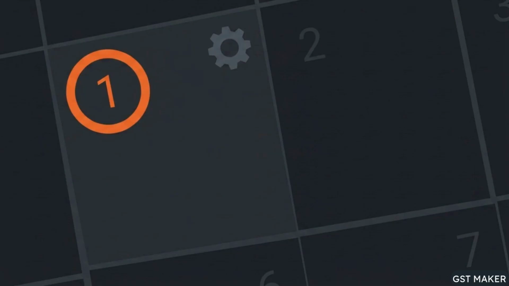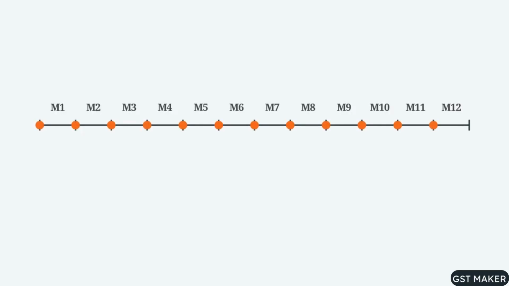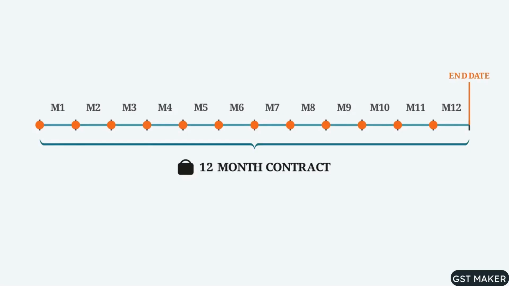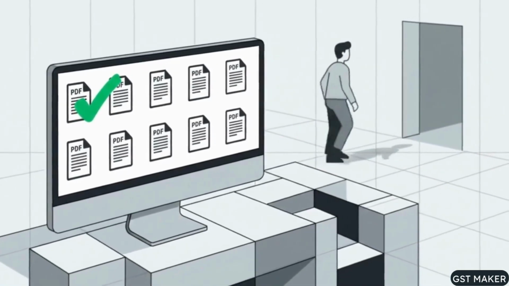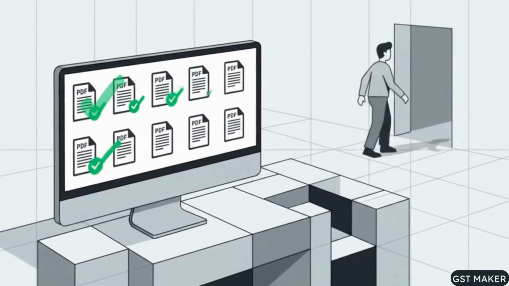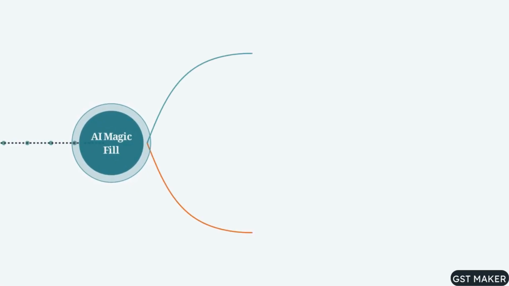Then you define the parameters. You tell the system to generate it on a specific day, say the first of every month, and bind it to the exact duration of your contract. By locking in these rules up front, you shift the burden of memory and repetition away from yourself and onto the software. The engine driving this is AI Magic Fill. It eliminates manual steps where human error happens.